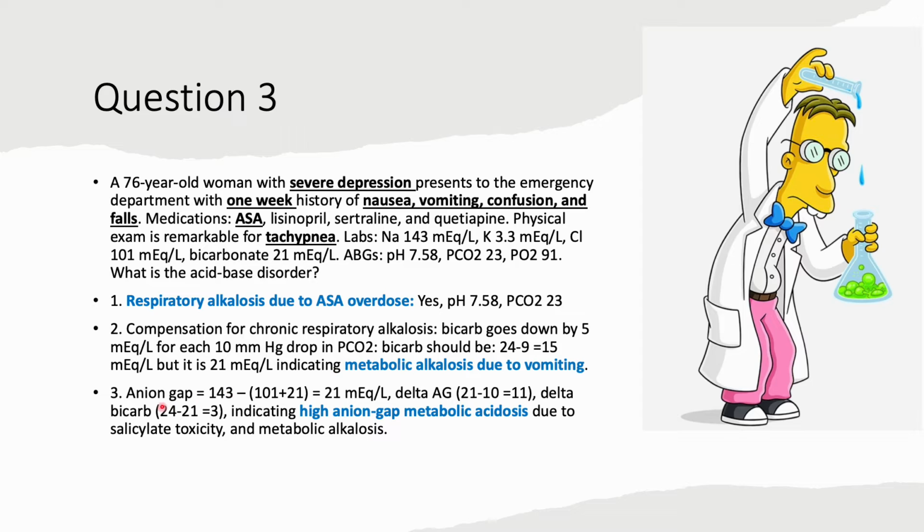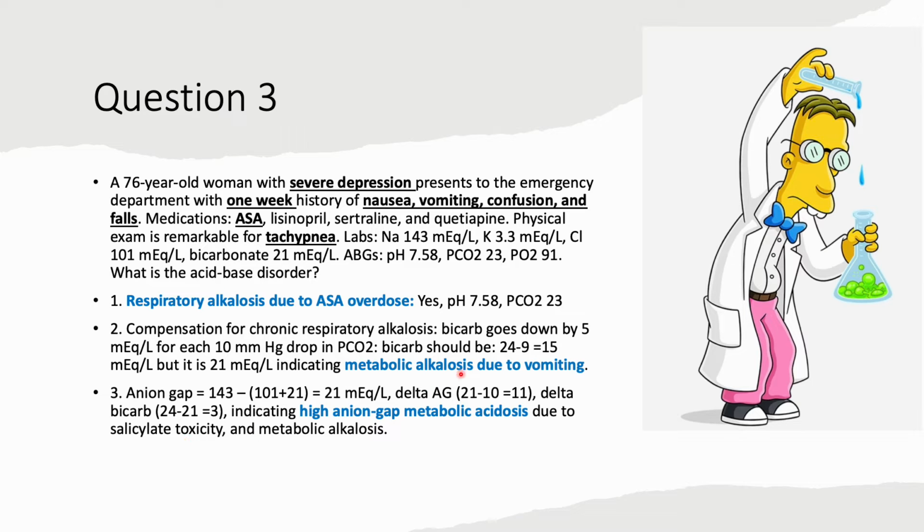Then we calculate the anion gap. The anion gap is sodium minus chloride plus bicarb, and it's 21. Okay, when you have an anion gap of 21, you have metabolic acidosis. Okay, you're done. Nothing else will give you that high anion gap. When we have metabolic acidosis, it can be high anion gap or normal anion gap. Well, I'm telling you, the anion gap is high. So you have a high anion gap metabolic acidosis due to salicylate toxicity from lactic acidosis and salicylate.